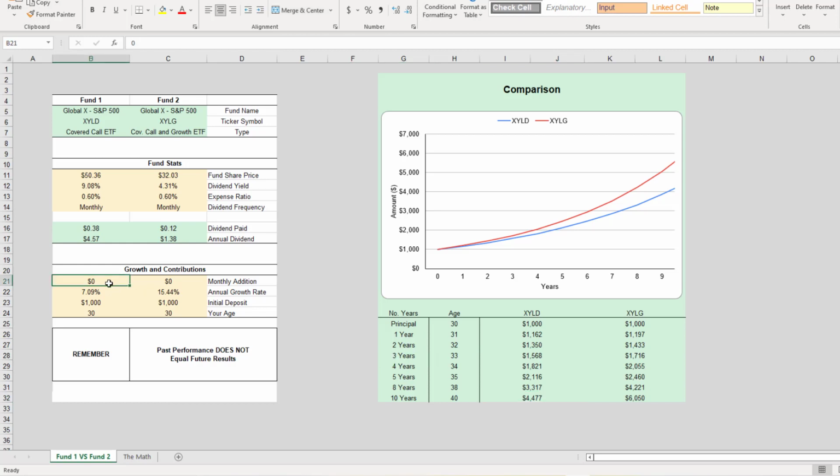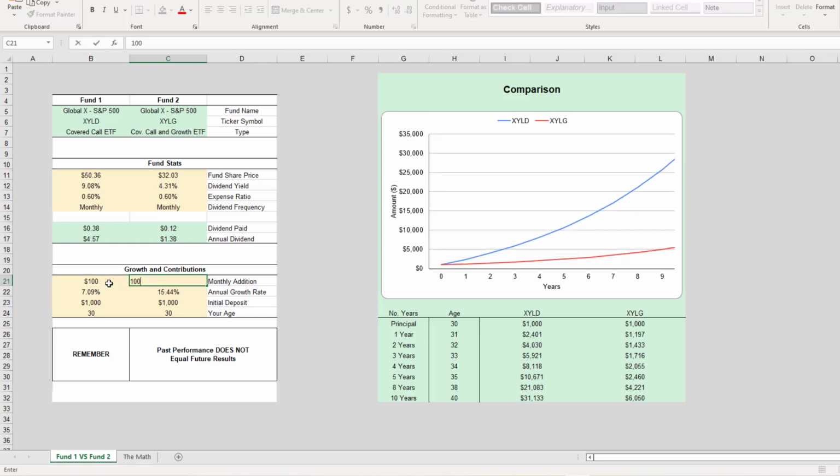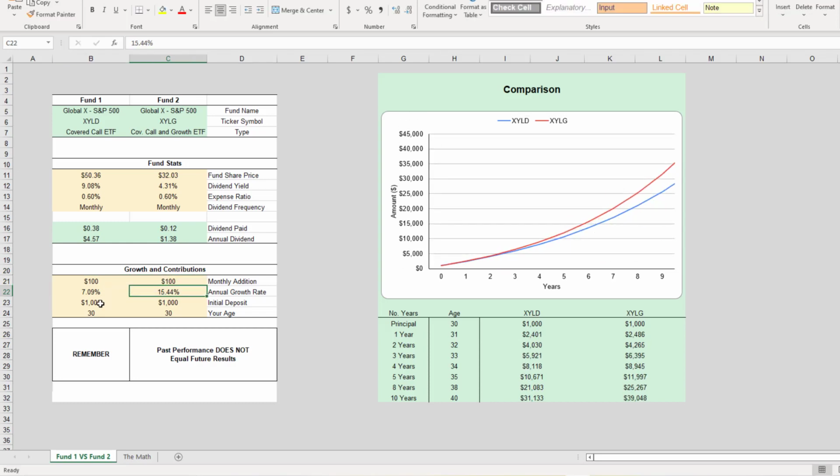So let's say we wanted to add $100 a month in both funds, what would that look like? If we started at a modest $1,000 for our principal, we would have $39,000 after 10 years for XYLG and $31,000 in XYLD after 10 years. That includes your $100 a month. Let's go over to the math tab, and that should shed a little bit more light on why in one scenario you might want to invest in XYLD over XYLG.